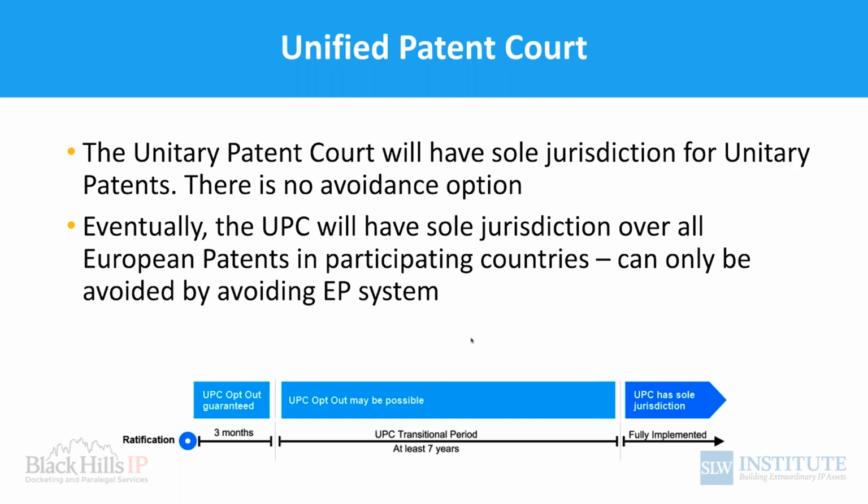With this in mind, it should be noted that the Unified Court will be the sole jurisdiction for unitary patents. This cannot be avoided. If you select a unitary patent validation, then you cannot prosecute through national courts. Eventually, for the countries participating, the UPC will have sole jurisdiction for all patents granted. That is European patents, unitary patents and national validations. The situation can only be avoided by filing nationally direct filings and bypassing the European patent system entirely.